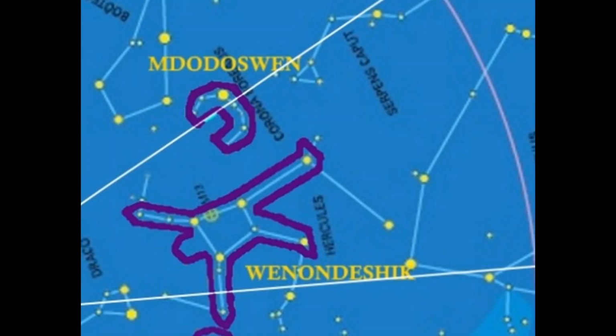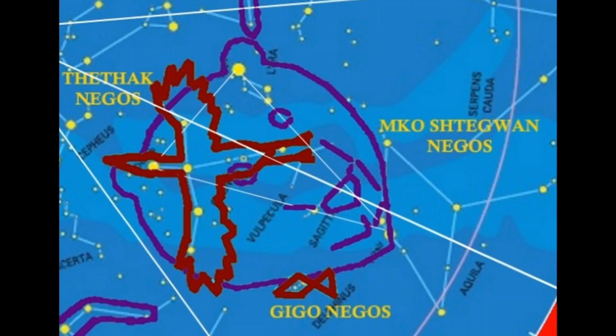If you look in the summer sky, you will notice what is known as the summer triangle. We see this as a bear's head. We call this Mkosh Digwan Nogos. Mkosh Digwan.